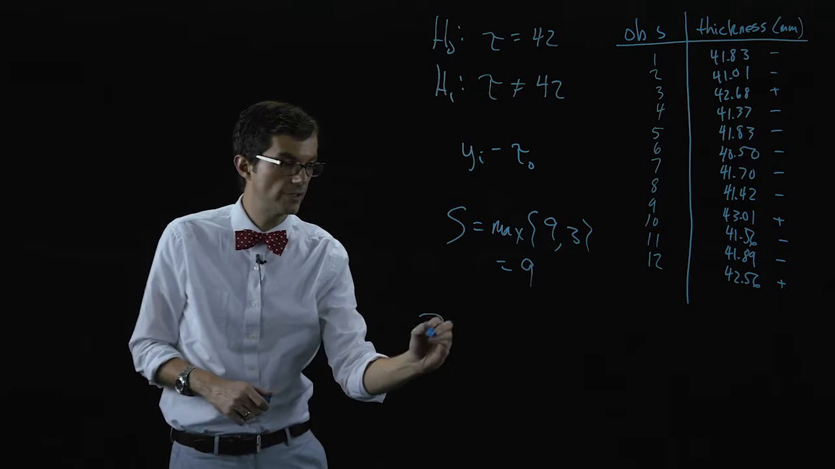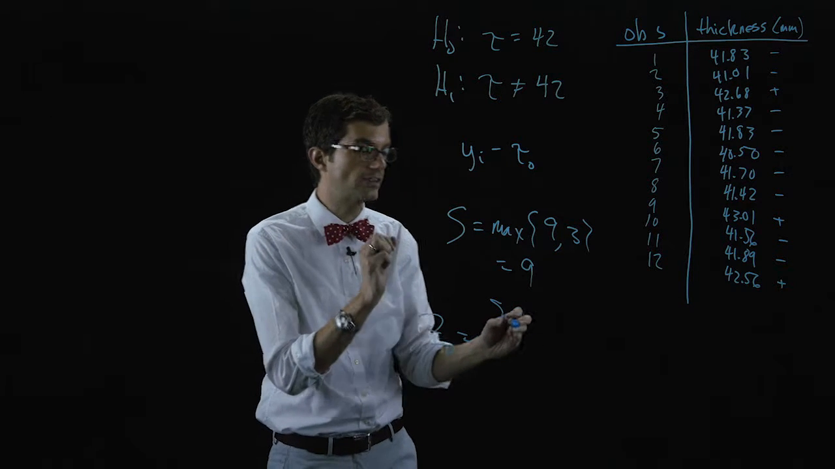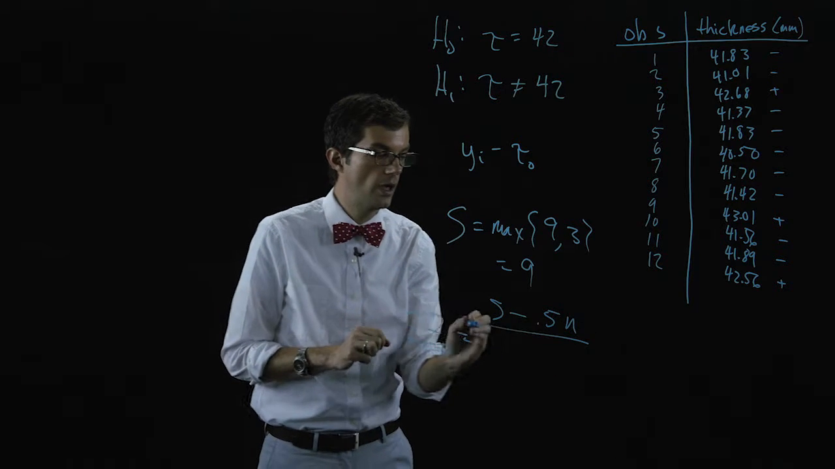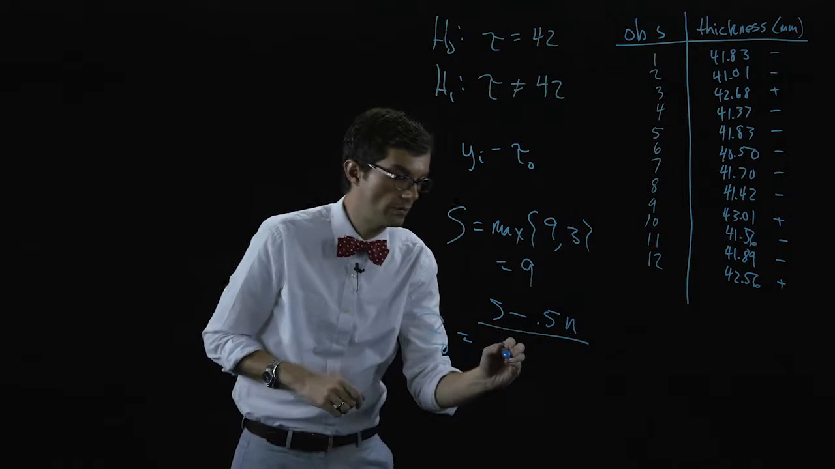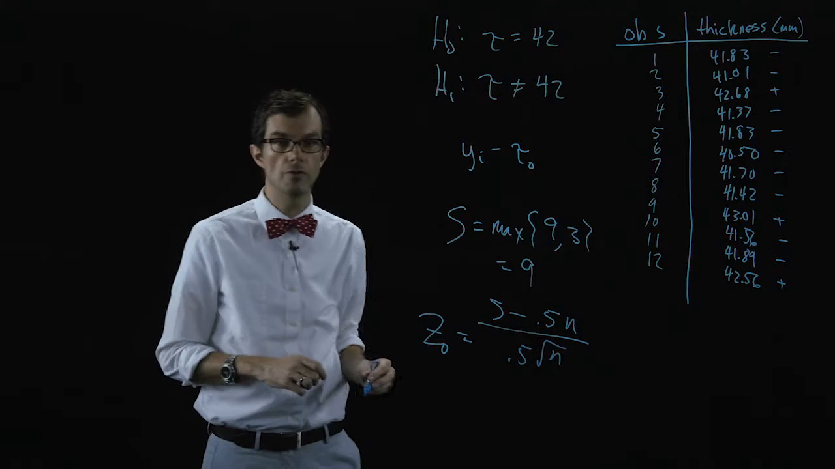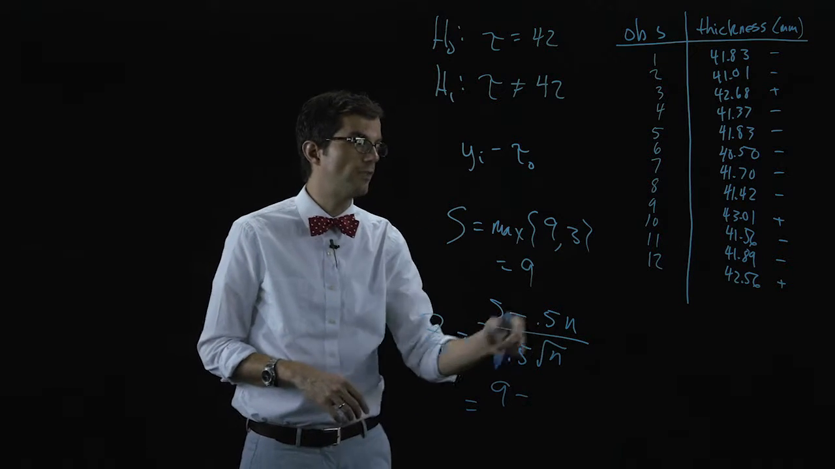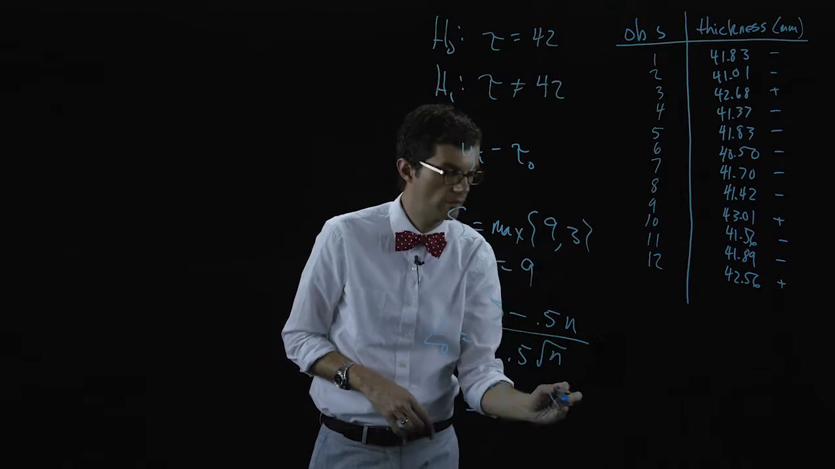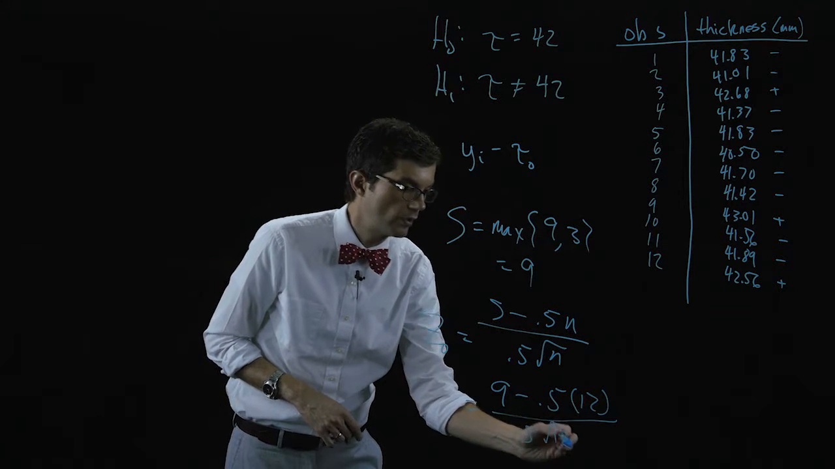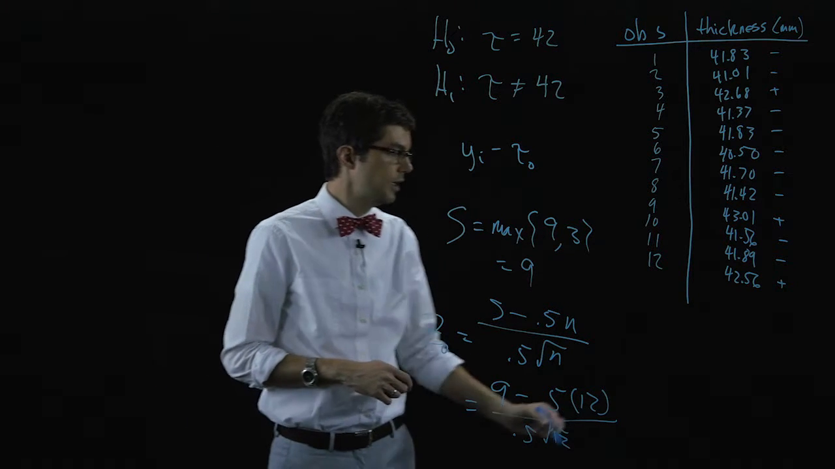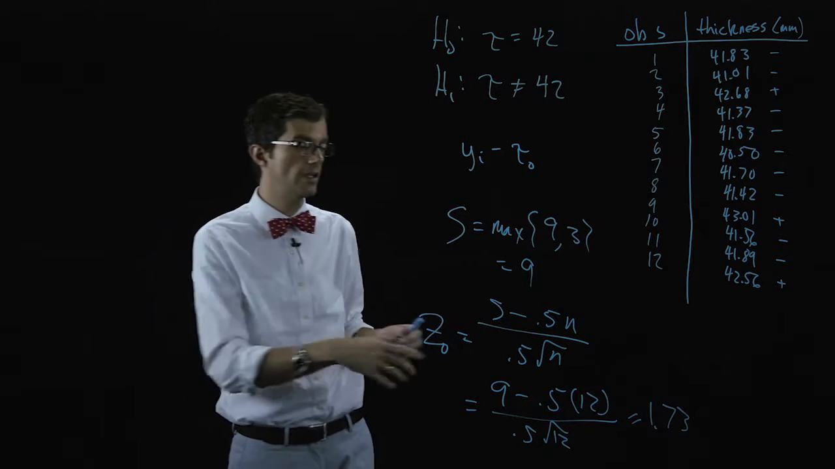Okay, and our test statistic is really straightforward. How different is S from the expected value that we would expect S to be if tau naught really is 42, divided by 0.5 times the square root of n. So S here, 9, minus 0.5 times n, which is 12, divided by 0.5 times the square root of 12. If we work that out, we should get 1.73. So our test statistic is 1.73.